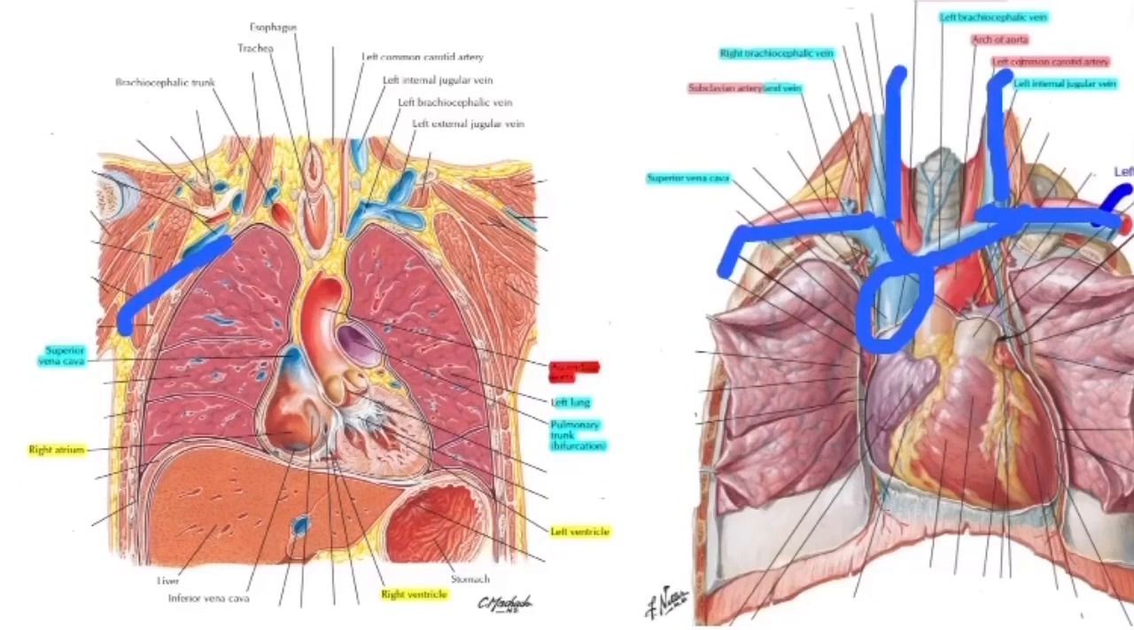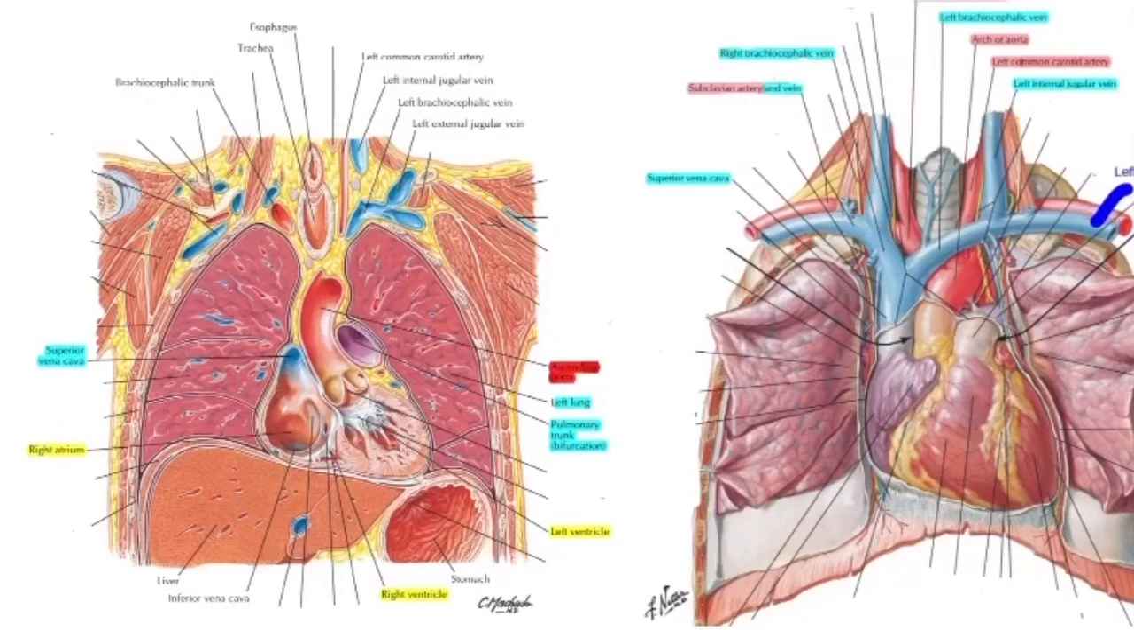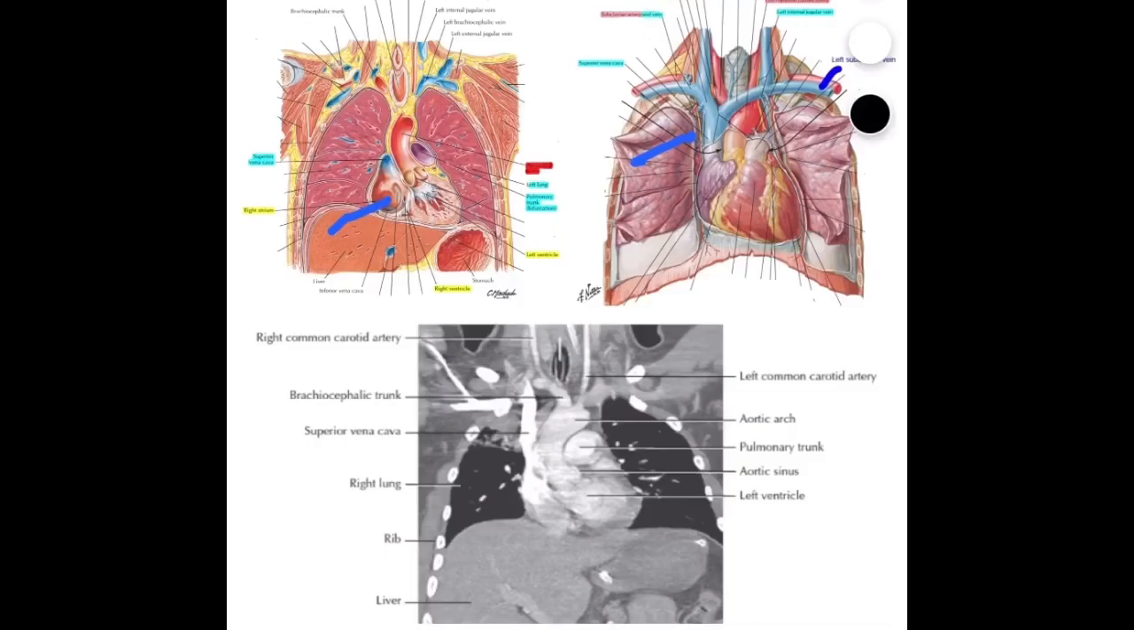So basically this here is the superior vena cava, right? Here it's this structure and it enters into the right atrium. So this is the right atrium here, and this is the superior vena cava, which is entering into the right atrium. We cannot see the branches above.